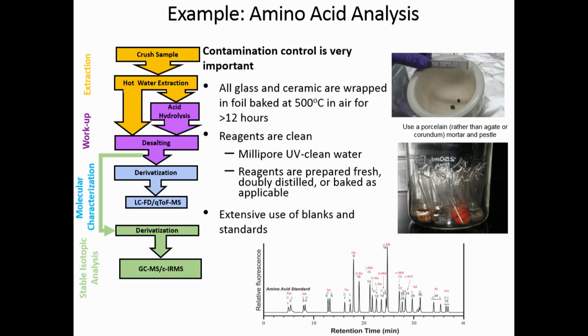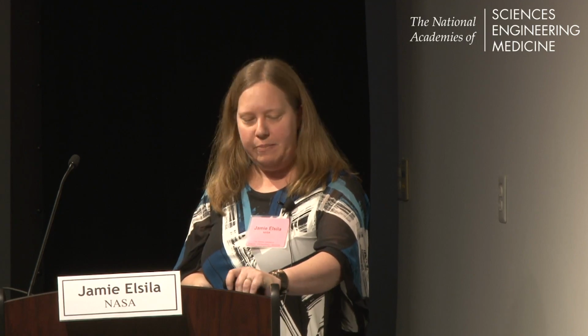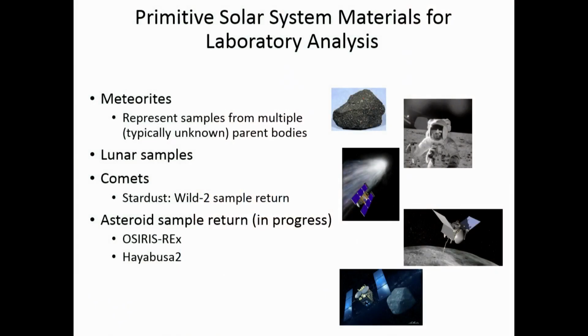Contamination control is very important. We bake out all of our glassware, our ceramics. We're very careful with our reagents to make sure that they're clean. We do a lot of blanks and standards to make sure we really understand all of the contamination background because, again, amino acids are everywhere. So this is an example of the type of workup that we have to do in the lab to get analyses data.